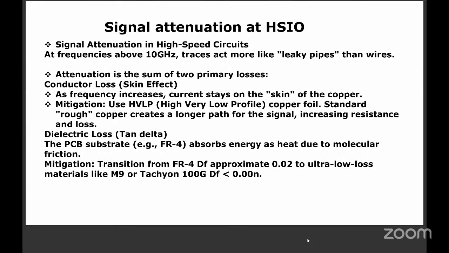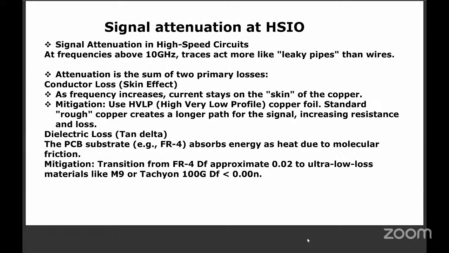Then the same thing I explained here, signal attenuation at high speed I/O, especially on a backplane. At frequencies above 10 gigahertz, traces act more like leaky pipes than wires. Attenuation is the sum of two primary losses, skin effect as well as dielectric loss. Copper loss is the skin effect. As frequency increases, current stays at the edge of the copper, at the surface.